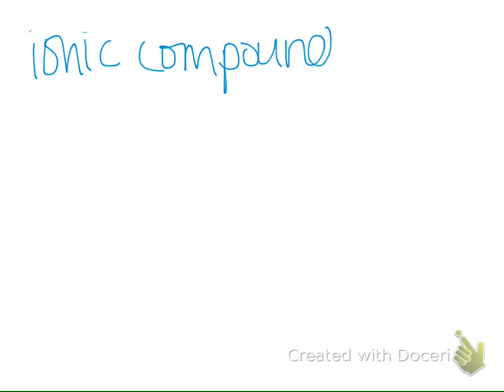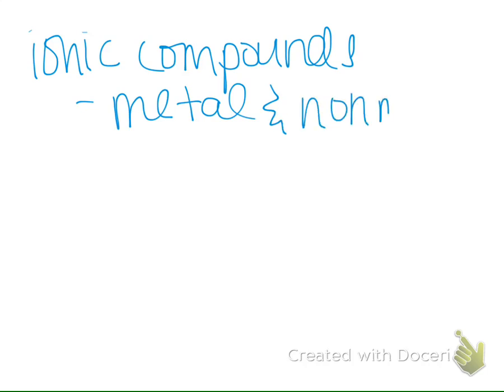So we've done all of this naming of ionic compounds. Ionic compounds are between a metal and a nonmetal. Okay? Ionic compounds are between a metal and a nonmetal. That's important. Metals are found on what side of the periodic table? Left. Right. Metals are found on the left side of the periodic table. Nonmetals are found on the right.